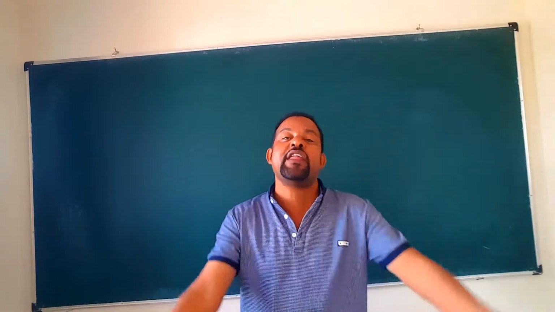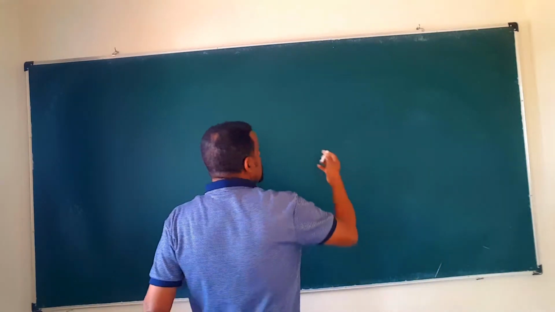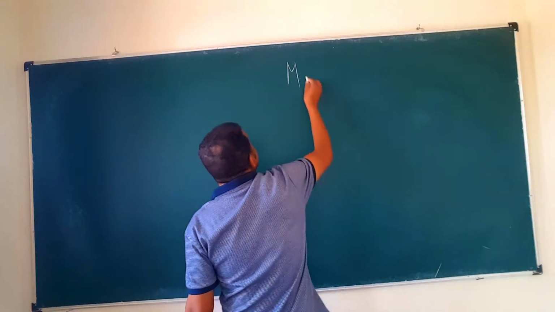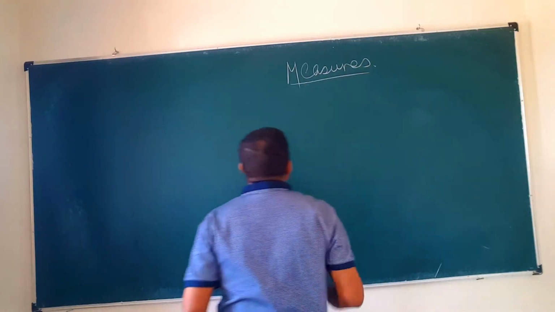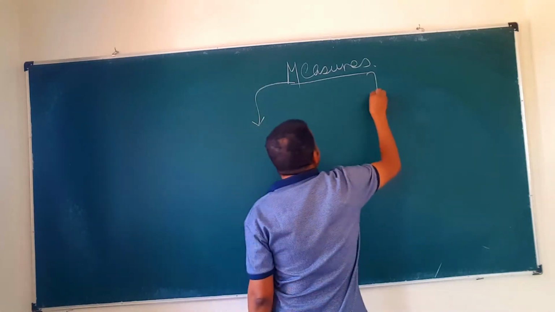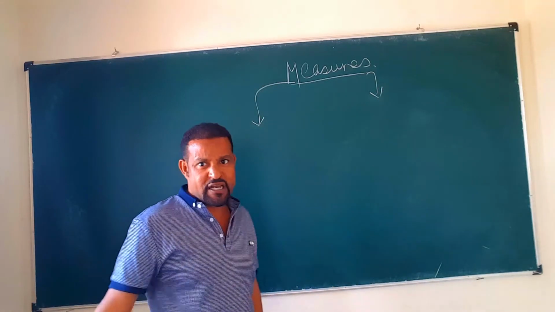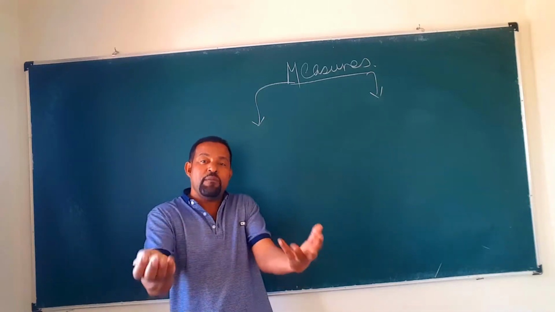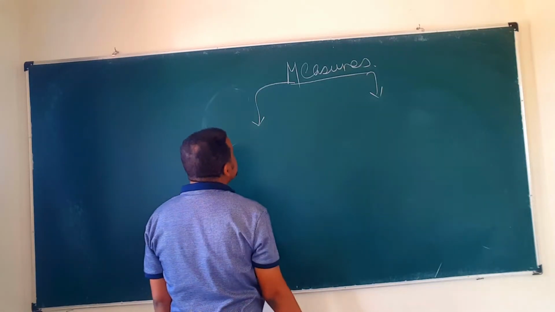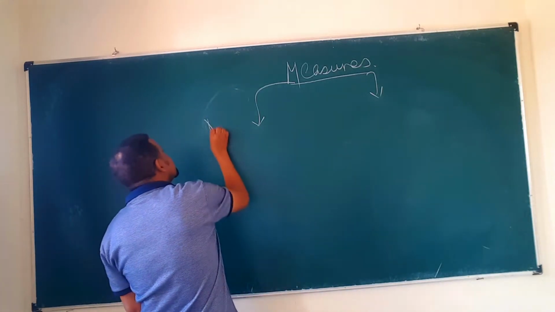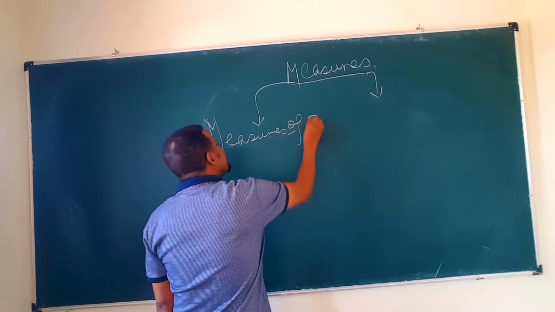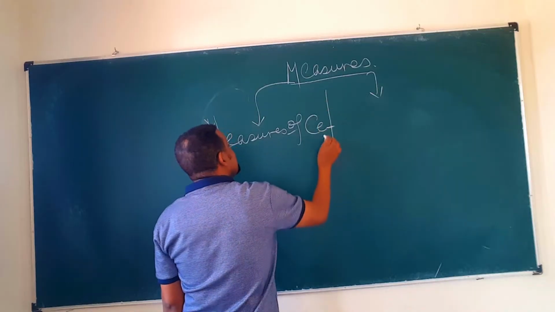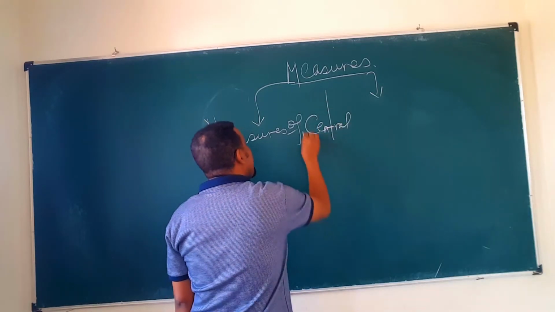So there are two ways of measuring a given data, just to get that numerical value, after which a kind of conclusion will be considered. The first one is measures of central tendency.